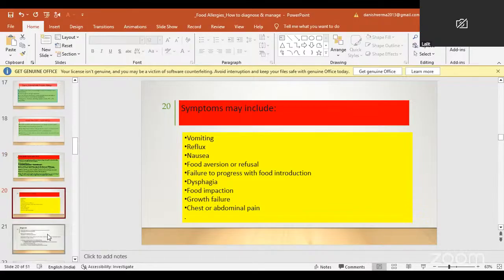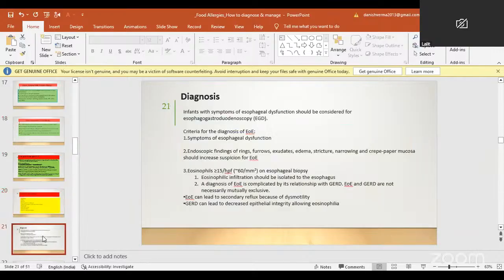So EOE symptoms can include reflux, nausea, food aversion or refusal, food impaction, growth failure, and sometimes they complain of chest pain. And the line of treatment here is giving them PPI for a longer duration. I'll just tell you exactly how it happens.